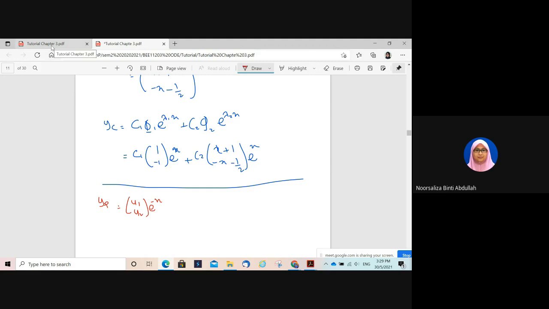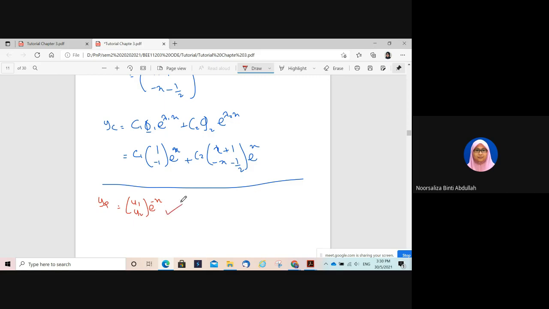Patternnya sama ke tak? Tak sama, kan? Sebab this one minus X, this YC is X, betul? Betul ke tak betul? Betul. Okay, so kalau tak sama, you terus boleh pakai this YP. Okay, so you terus pakai YP ni.